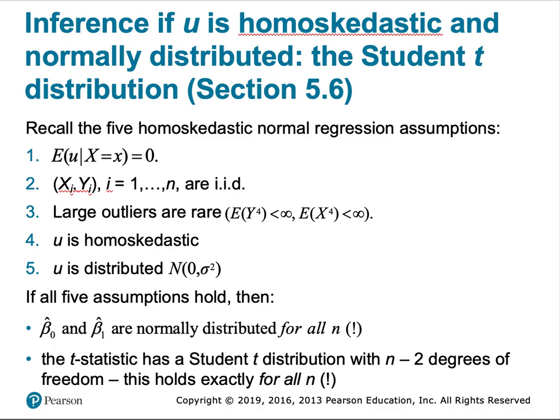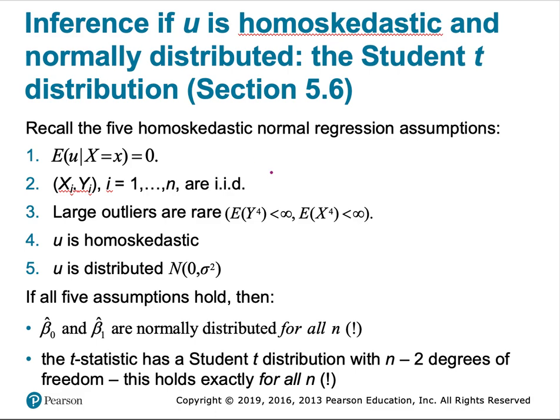Let's finish up chapter 5. We're going to talk about when the student t distribution applies. We will use the student's t distribution for inference if our OLS residual u is both homoscedastic and normally distributed.